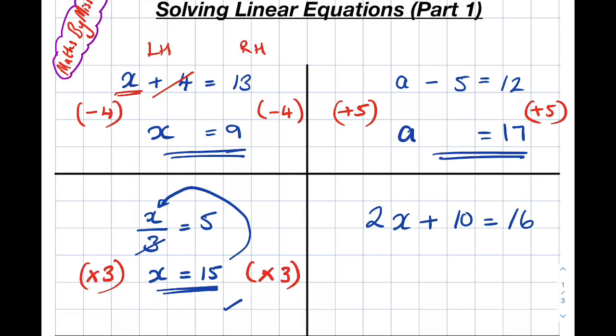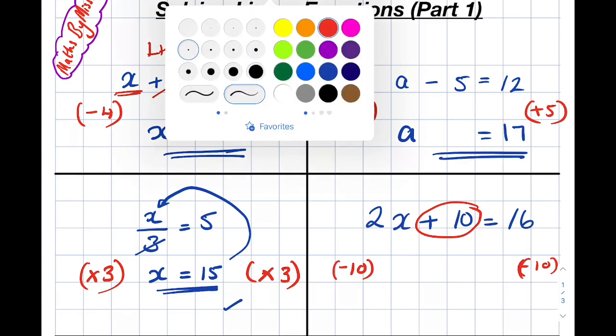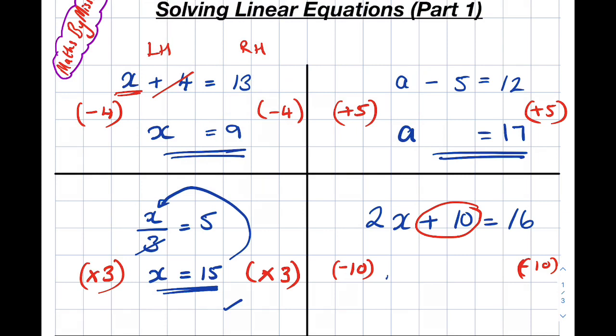Or you can just work backwards. Using this algebraic method, the best thing would be to get rid of this plus 10. The only way you can do that is by saying subtract 10. So when we subtract 10 from the left hand side, we are left with the 2x. When we subtract 10 from the right hand side, which is a 16, 16 take away 10, that leaves us with 6. If 2x is worth 6, x is going to be worth 3.